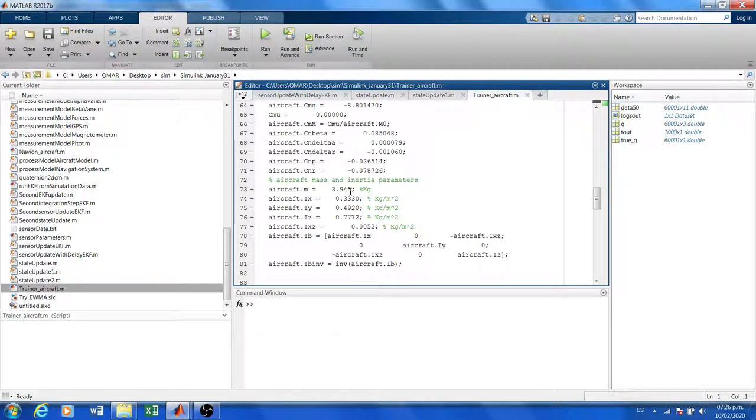I estimated the weight because I don't know the weight of the remote control aircraft. I know the weight of the aircraft, but I don't know the weight of Luis's instrumentation that goes inside the RC trainer. That is a different instrumentation from the big one that we are using in the Navion.